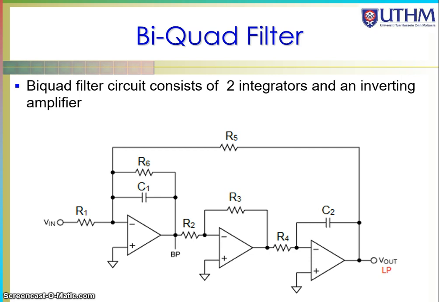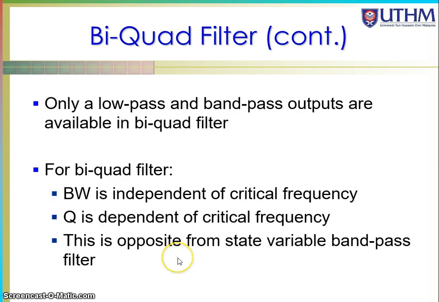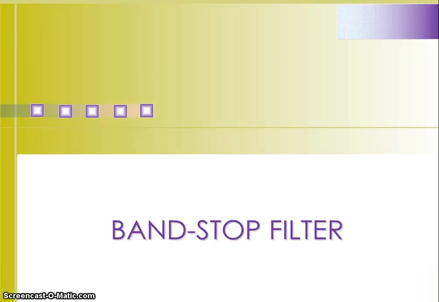And another is a biquad filter. For the biquad, we use an integrator and another integrator, and this is the inverting amplifier, and this is low pass, and we want to have a band pass over here. This one you only have two in one, low pass and band pass, for the biquad.